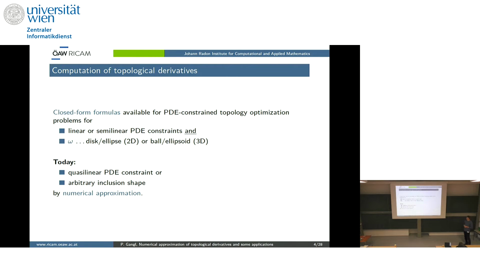And on the other hand, there are also applications where you're not interested in standard inclusion shapes, but arbitrary inclusion shapes. We will also see applications of this later on. And in that case, I will show how you can use numerical approximation to get an approximation to this topological derivative, which also satisfies this topological asymptotic expansion to some extent, and which you can use in your algorithm.